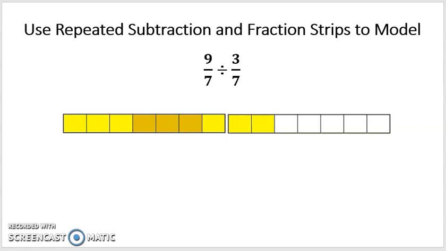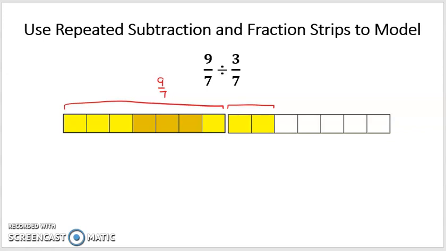So 9/7 divided by 3/7. To start out, we represent the 9/7 using fraction strips. 9/7 is more than 1, so we'll have the whole and 2 additional sevenths there. That region right there represents the 9/7. Now, the question is, when I'm dividing, how many 3/7 can I subtract from 9/7?